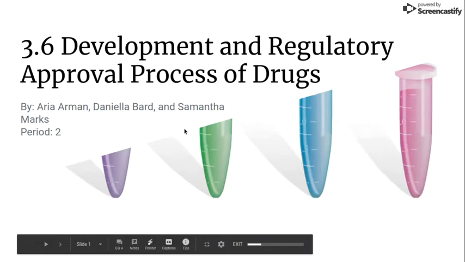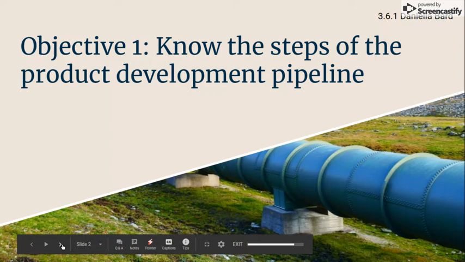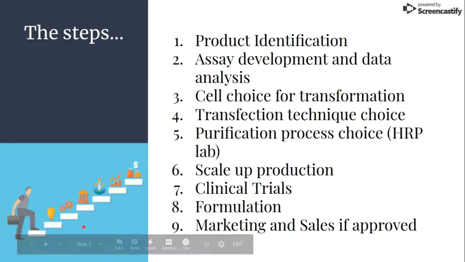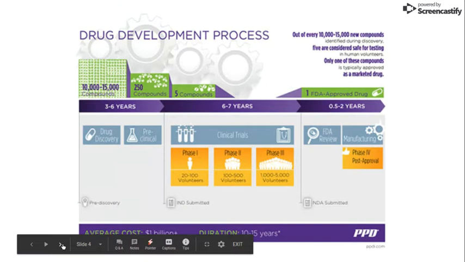Okay, this is our project on the development and regulatory approval process of drugs. Objective 1, know the steps of the product development pipeline. The steps are product identification, assay development and data analysis, cell choice for transformation, transfection technique choice, purification process choice, scale-up production, clinical trials, formulation, and marketing and sales. This is a picture of how long it takes.